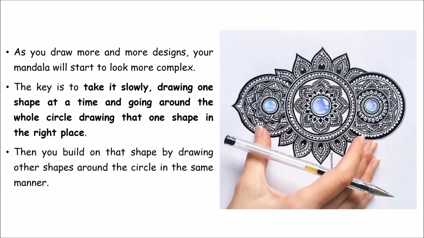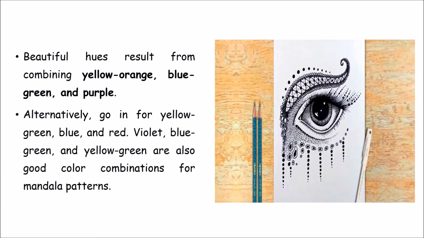So you can take it slowly. As I told you, you can draw one shape at a time and then going around the whole circle, drawing one other shape, and then you can also repeat them. So maybe after 4 or 5 designs, you can repeat the same design, and then you can keep adding to it. Then you build that shape, and you keep making the circle bigger and bigger, and you can end it any which way. So there is no particular form or format to draw this mandala art.